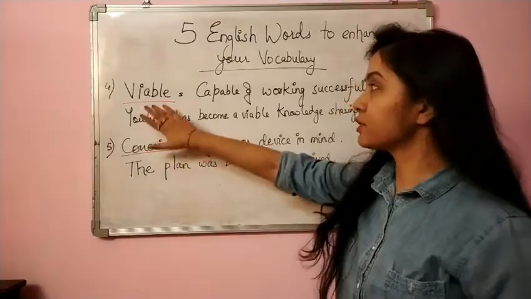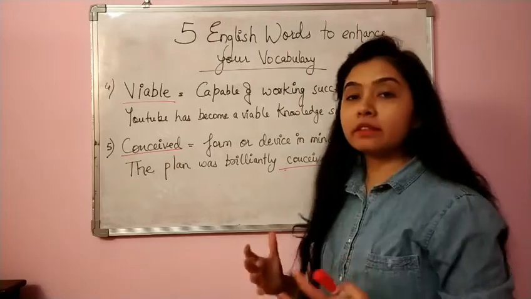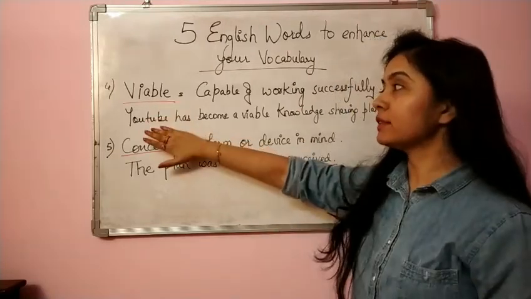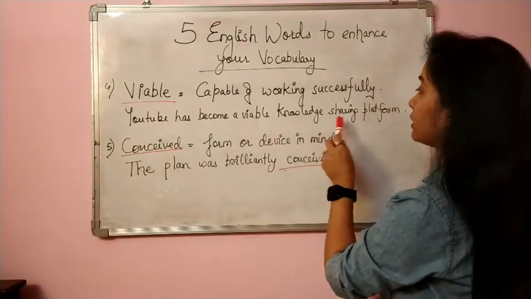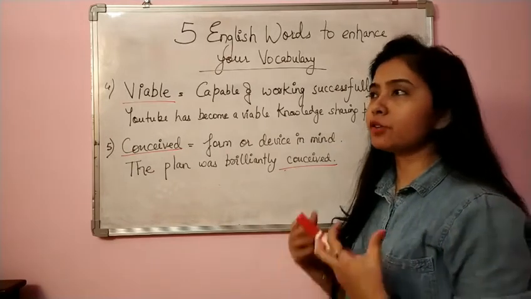The next word is viable. It means capable of working successfully. इतनी कैपेसिटी होना कि सक्सेसफुली वर्क कर सके, दैट इज नोन एज वायबल. And the sentence which we can make out of it is, YouTube has become a viable knowledge sharing platform. वायबल का मतलब केपेबल होता है, रियल होता है.